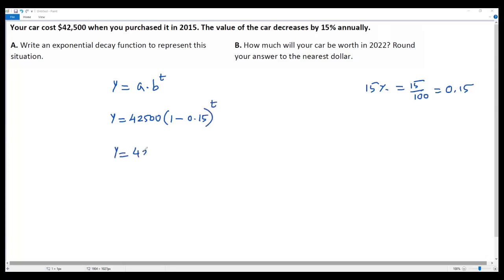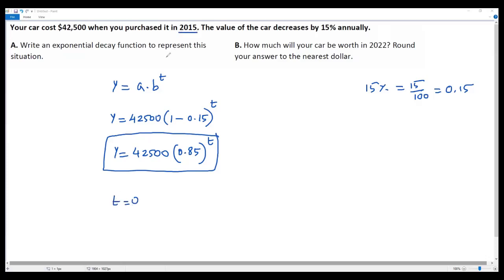Okay, y equals 42,500 times, when I subtract 0.15 from 1, it will be 0.85 to the power of t. So y refers to the cost of the car after t years. This is the exponential decay function which represents this situation. If I plug in t equals 0, it refers to the year 2015, so you'll get the value of y, the cost of the car initially. If I plug in t equals 0, it will just become 1, and 1 times 42,500 is 42,500, the same. That's nothing but the initial cost of the car.